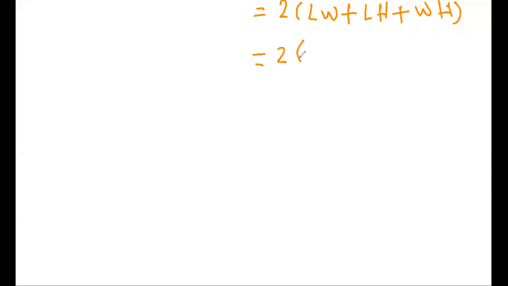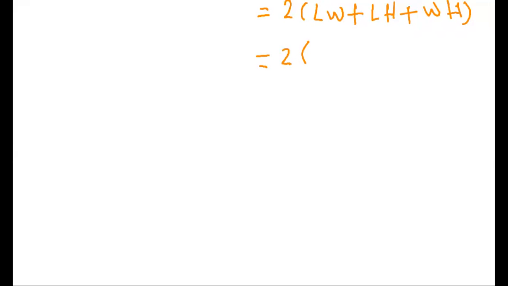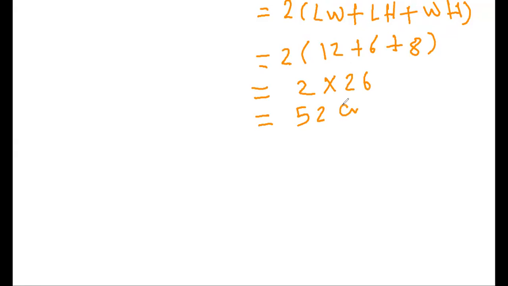So the length is 3, the width is 4, and the height is 2. So it will be 12 plus 5 plus 8. 3 multiply 4 equals 12, 3 multiply 2 equals 6, and 4 multiply 2 equals 8. So it will be 26 multiply 2. 26 multiply 2 equals 52 centimeter square. This is the total surface area of the first cuboid.